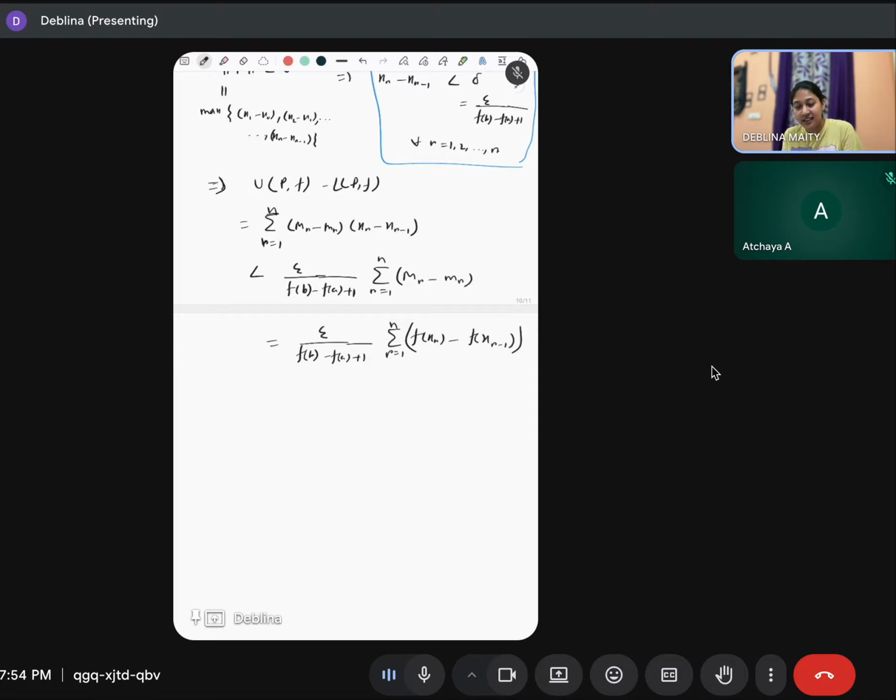Now if we add these terms, f(x1) minus f(x0), plus f(x2) minus f(x1), and so on, up to f(xn) minus f(x(n-1)), the intermediate terms will cancel out.